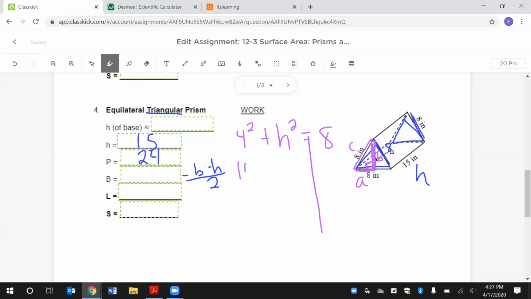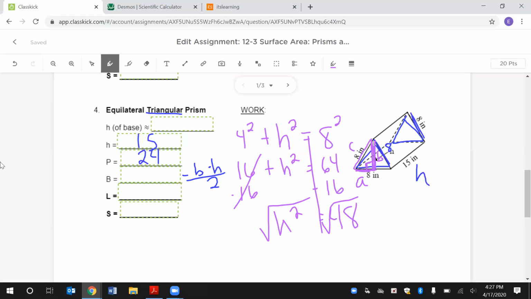So 4 squared is 16. 8 squared is 64. Subtract 16 from both sides. 64 minus 16 gives you 48. Then you take the square root and it's going to give you a decimal. Anytime it gives you a decimal, you have to round to the nearest hundredth. So the square root of 48 gives me 6.93 once you round. That's the height of the base.